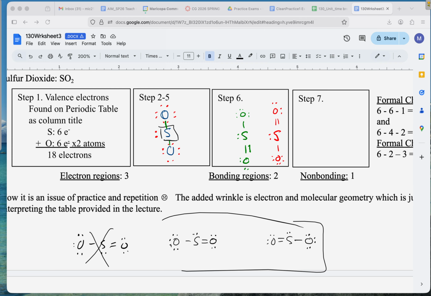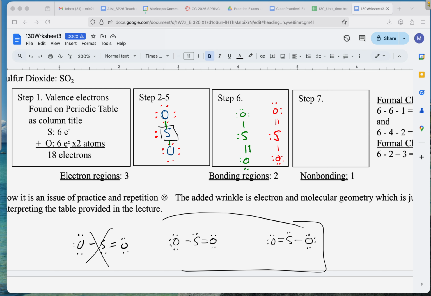So we've got our two resonance structures. Would we now be done? No. Why not? Charge. Okay. Was the molecule charged? No. So yeah, we are done. So you would just leave it at that.